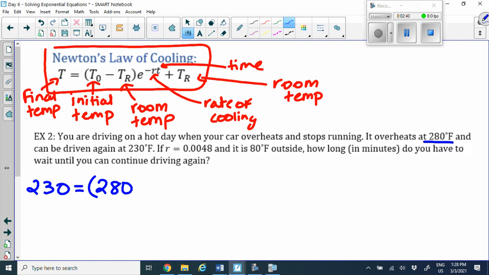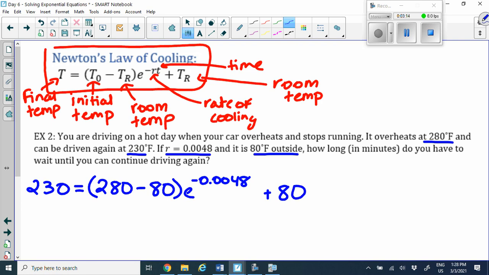Now if R equals, they have actually already put your rate as a decimal, so you really don't have to change it. So that's the nice part. And it's 80 degrees Fahrenheit. So that 80 is going to be your room temperature because that's your outside temperature. So where we see T sub R, we're going to have minus 80, and then we have e, right? So we have our rate, so we'll have negative 0.0048, okay? And then once again, our plus T sub R, that was 80.